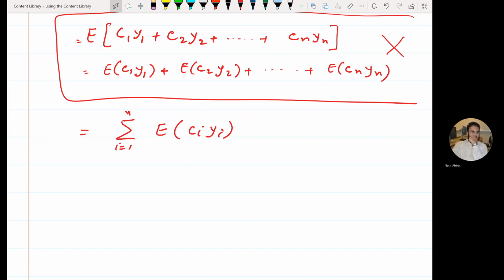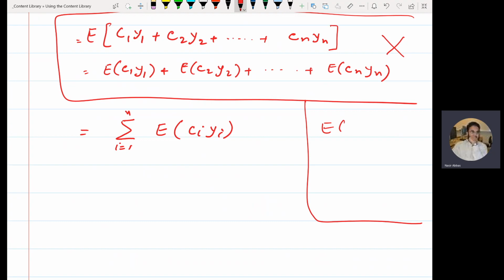Yes. Just define it as a property: if there is a summation and a mean, they can be interchanged. If the summation is outside, you can take it inside. If it is inside, you can take it outside any way you like. Now, another property of mean.